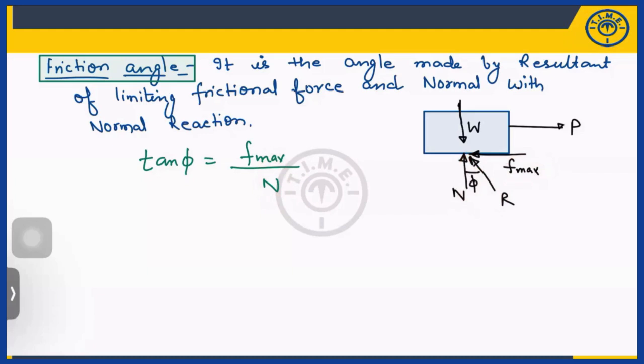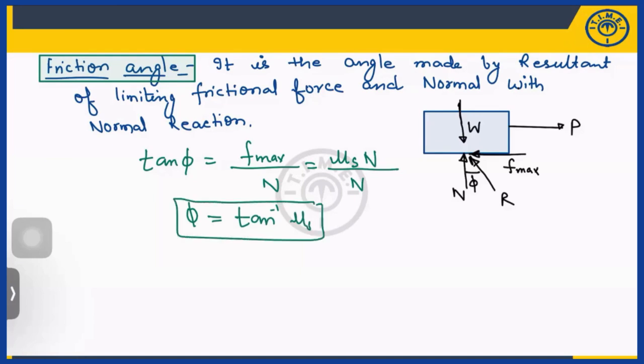What is the F max value? You know that the maximum value of friction is the coefficient of static friction times the normal reaction. That means the phi value you can calculate as tan inverse of mu s. Why is this important? Because sometimes they will give you the coefficient of friction, or sometimes they will give you the friction angle, then you have to calculate the mu s value.